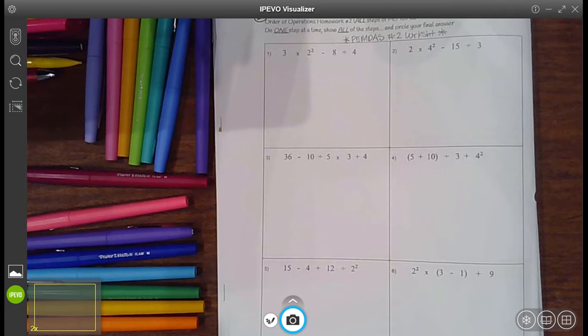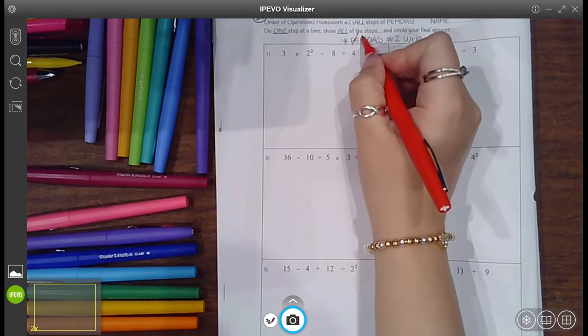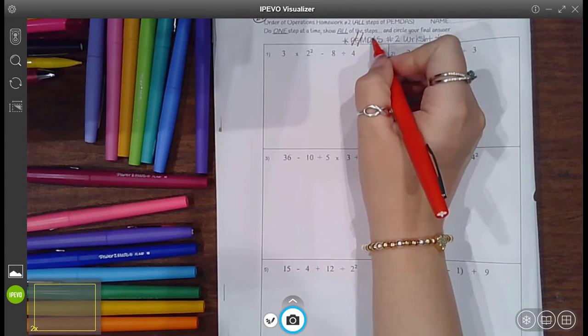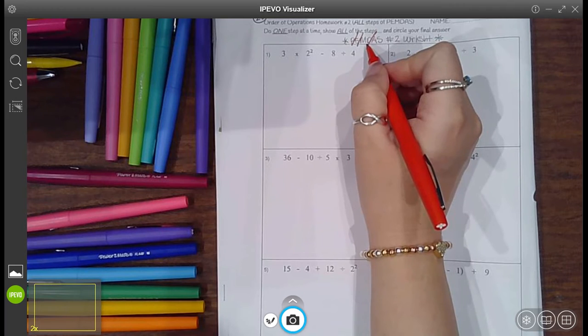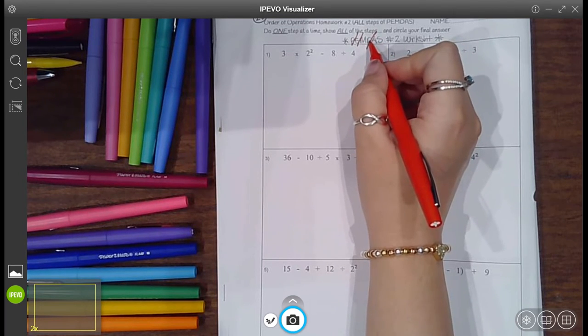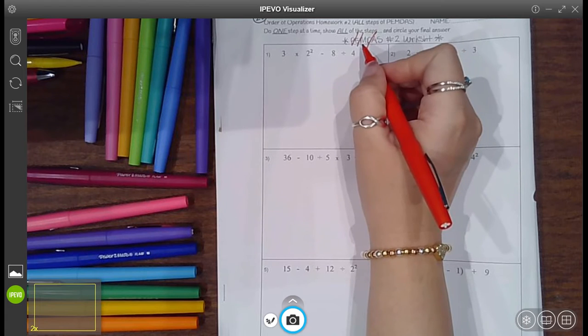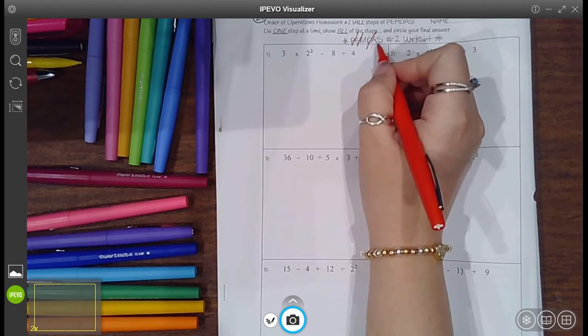Okay, so now that you're unpaused and you're back with us to check yourself, remember parentheses, then exponents, multiplication or division before addition or subtraction. It's not necessarily multiply before you divide, but it's multiply or divide before you add or subtract. But when deciding between these two, it's whatever comes first. And when deciding between these two, it's whatever comes first from left to right.